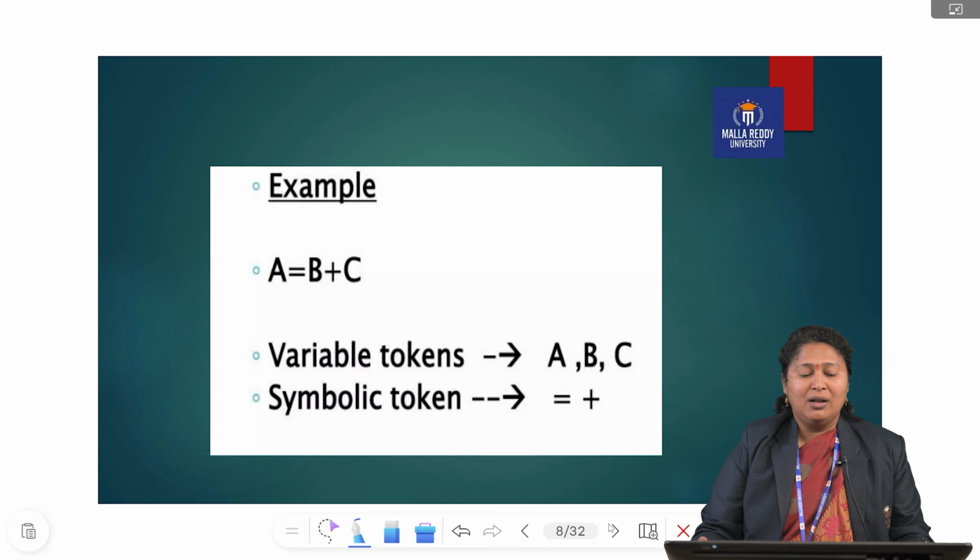For example, I have a statement A is equal to B plus C. Let us see how many tokens are there. A, B, C are identifiers, so these are variable tokens. These are 1, 2, 3, A, B, C are tokens, and symbolic tokens, that is equal to and plus, are also tokens. So in the given statement, we have 5 tokens. The lexical analyzer scans this statement from left to right, identifies these tokens, and these tokens are saved in the symbol table.